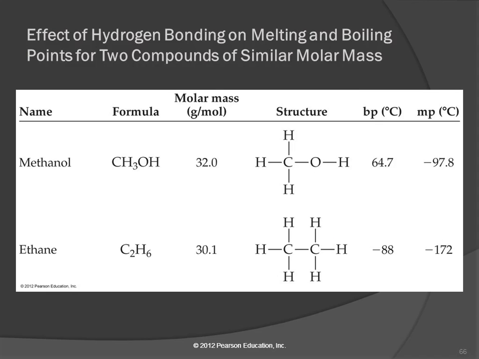So here we can compare methanol and ethane, and these have very similar molar masses, so the dispersion forces are very similar. Here we have the oxygen-hydrogen bond, and this one doesn't have that. And look at the difference here. The boiling point of methanol is 64 degrees Celsius, and the boiling point of ethane is -88. The hydrogen bonding has a huge effect. And there's a big difference over here too, -172 and -97.